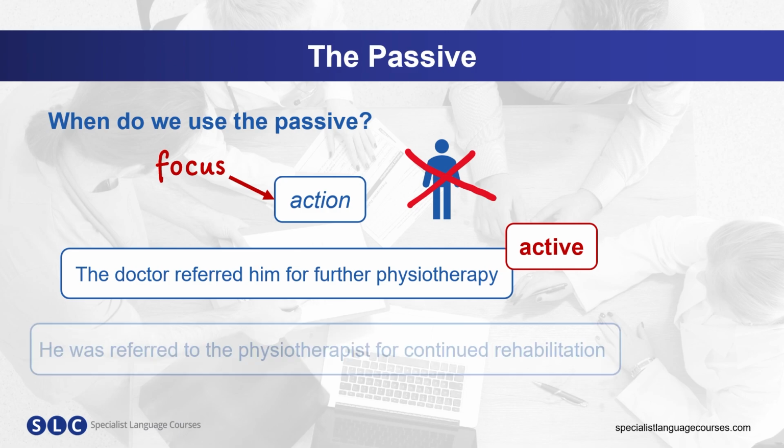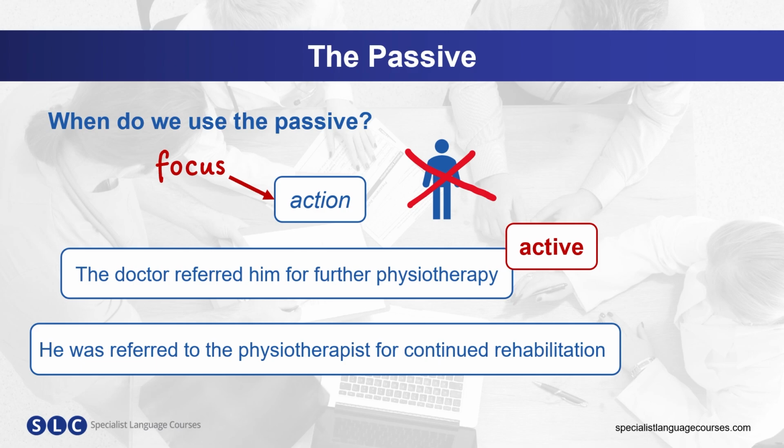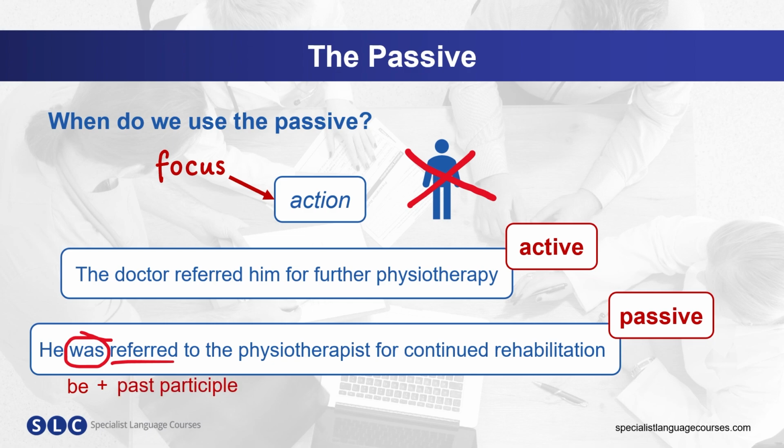Now look at this. He was referred to the physiotherapist for continued rehabilitation. This is a passive sentence. The focus is not on the person who made the referral. It is more important what was done, the action, instead of who did it. We form the passive by using the verb to be in the correct form, plus the past participle of the action verb. And the object, the person or thing receiving the action, becomes the subject.